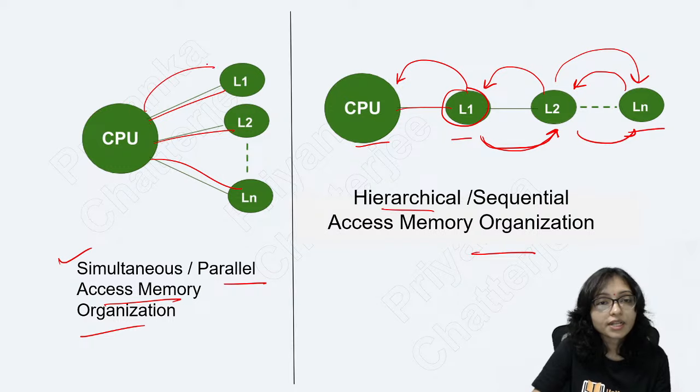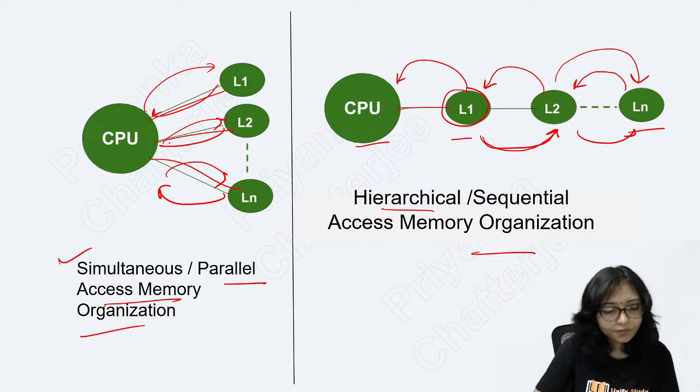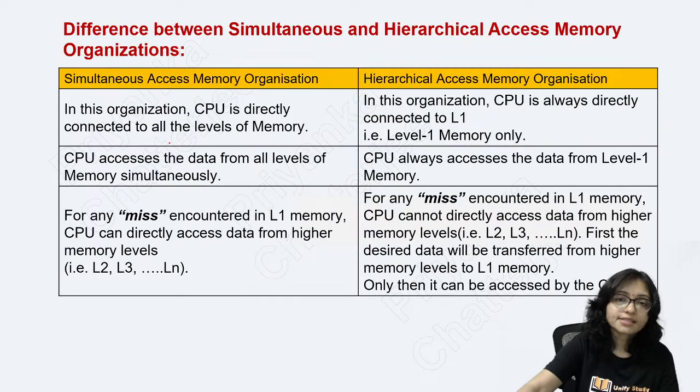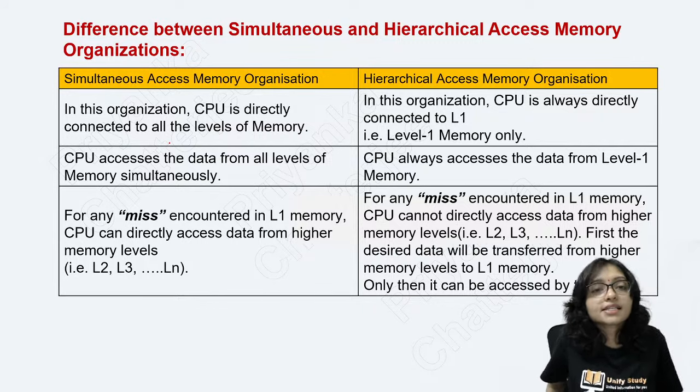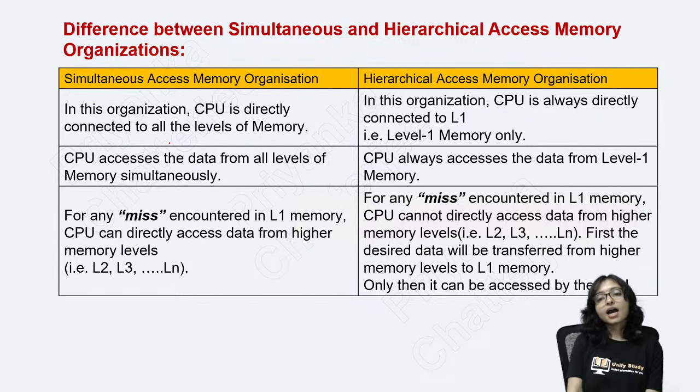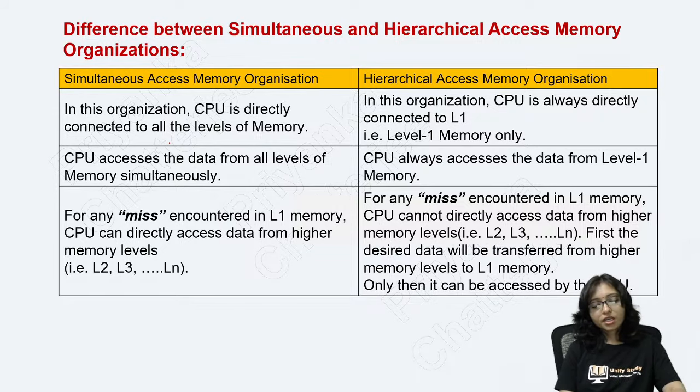But here the CPU can get it directly. The CPU is directly connected, that's why access time will be faster. Is it or not? Yes. So here is the difference between the simultaneous access memory and the hierarchical access memory. Is that clear?